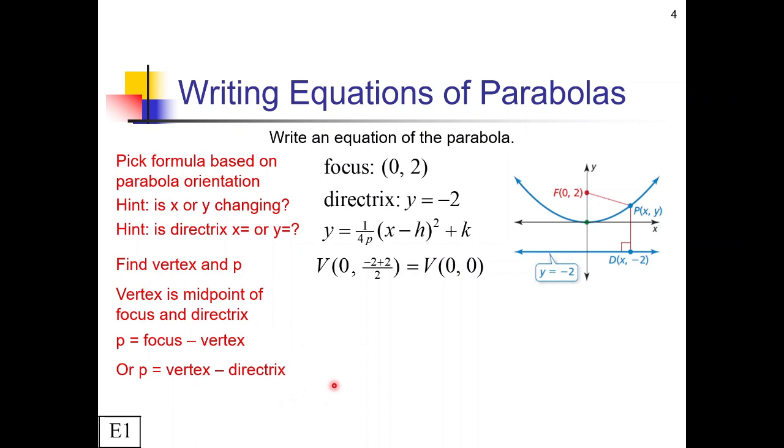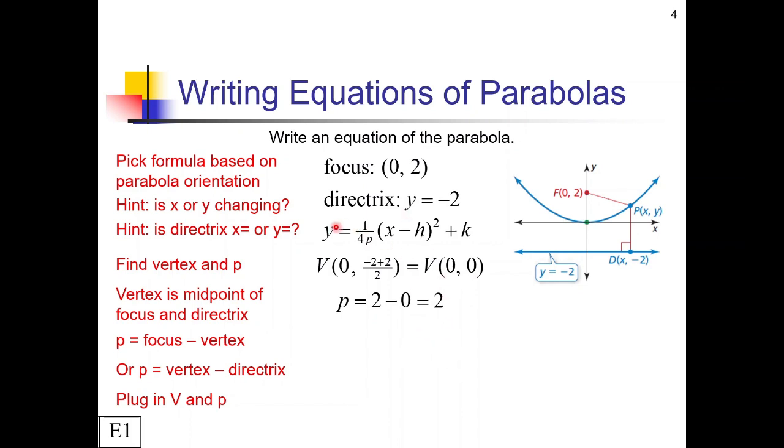All right, so let's see here. We've got, I'll just do focus minus vertex in this case. So that would be 2 minus the y value 0 in the vertex. So that's just a p-value of 2. Once we've found that, we can just plug that in. Plug in v, plug in the p to this formula here.